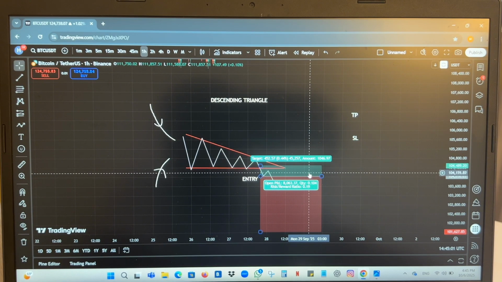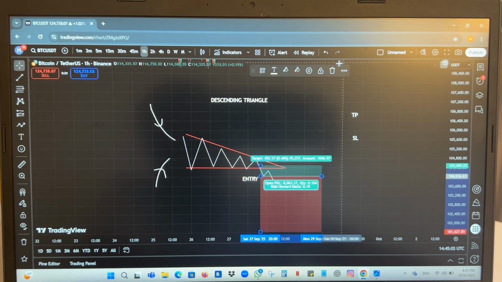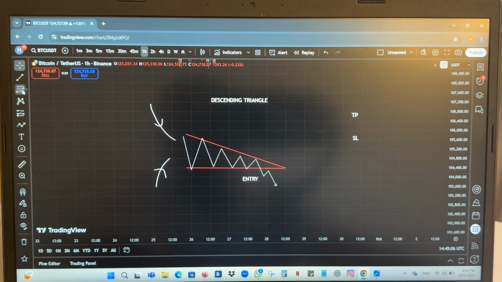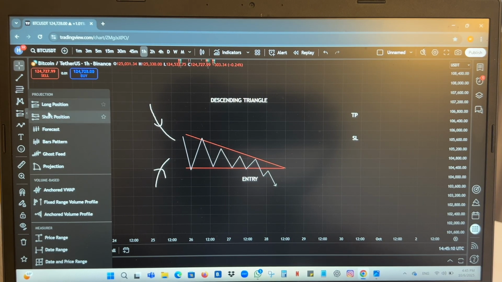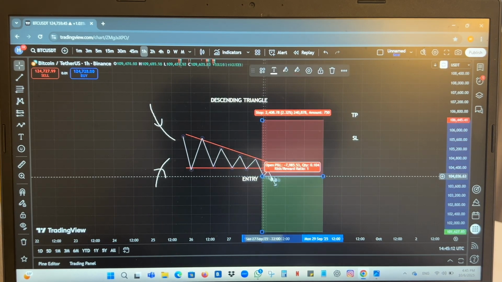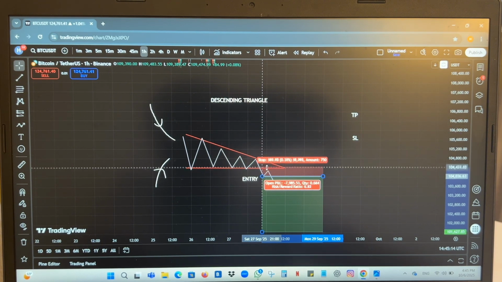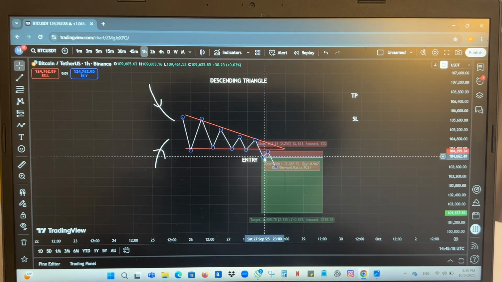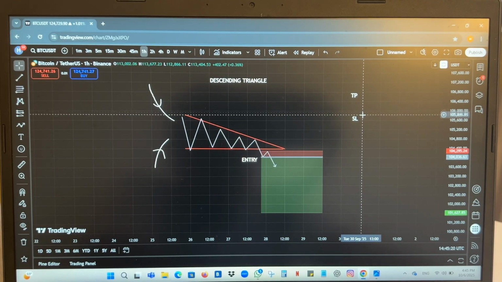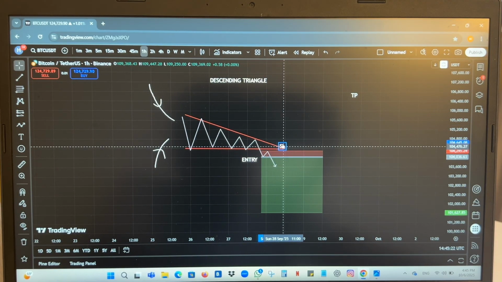No. So this is actually a short position, so it was my bad. So bring the stop loss here. Now after the retest is done, you know where to put the stop loss. So the stop loss is going to be here.